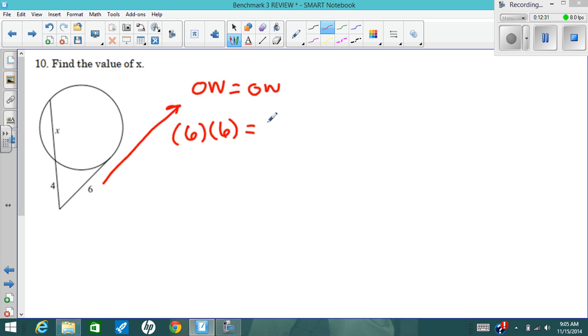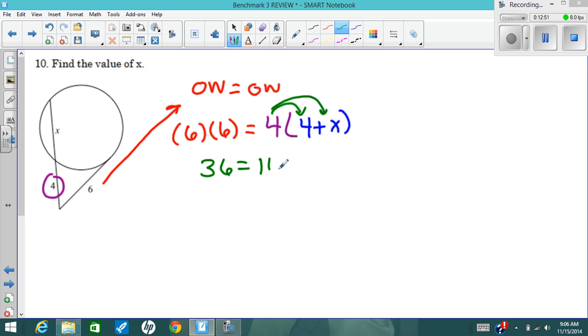For the secant, the outside is 4. And the whole thing is 4 plus x. We're adding the two pieces together. So I'm going to have to do the distributive property over here. 4 times 4 gives me 16 plus 4 times x.